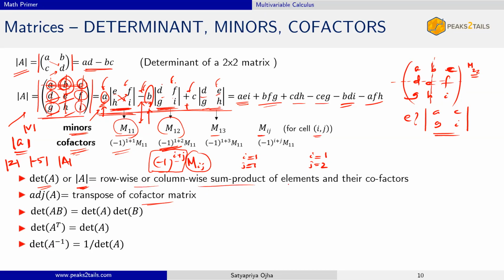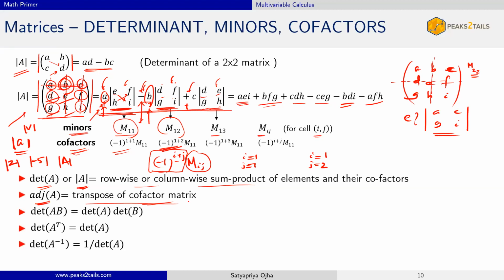Okay. So yeah, row wise or column wise, sum product of elements and their cofactors. Adjoint of A, see, you'll never use adjoint. All these operations are already coded and available to you. You just have to run the code. It's just a one time thing, okay? In case, adjoint of A is the transpose of cofactor matrix.